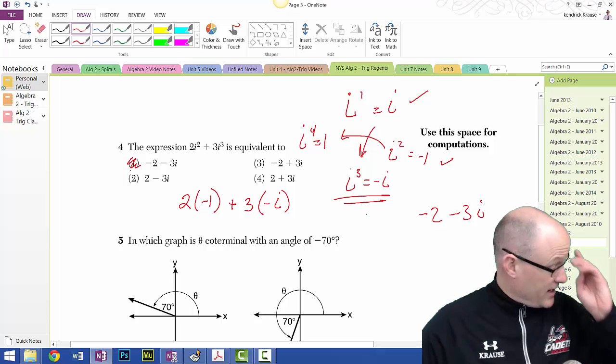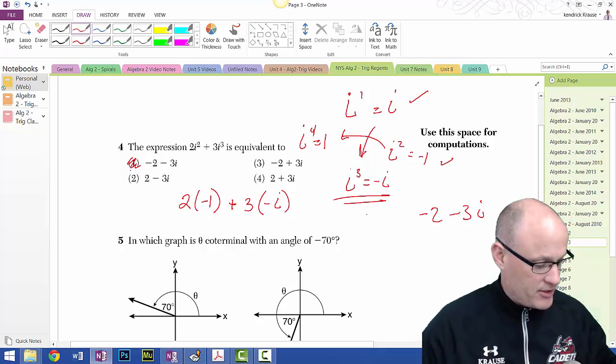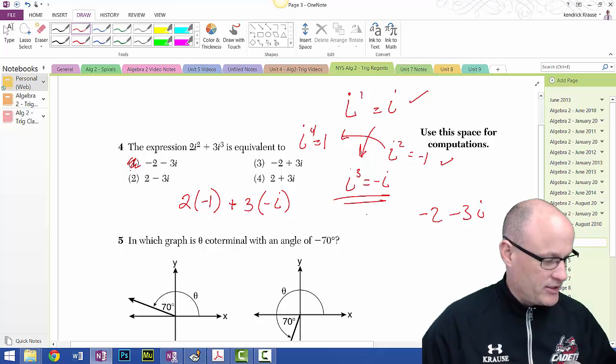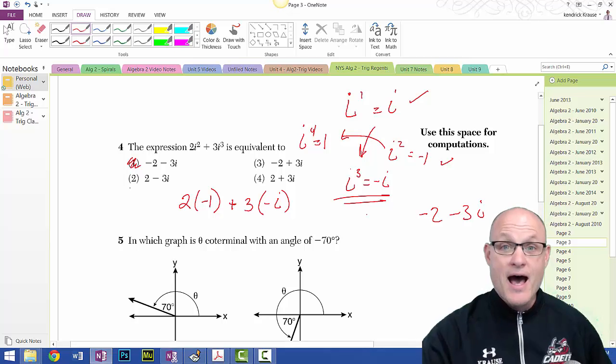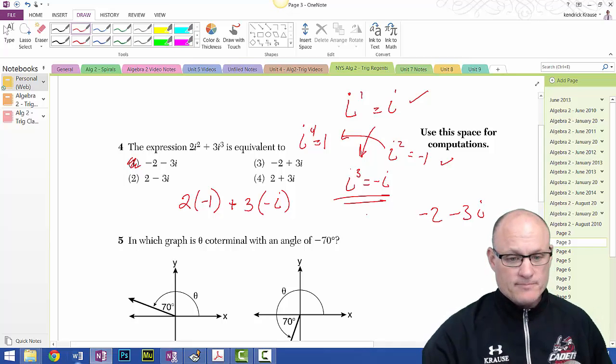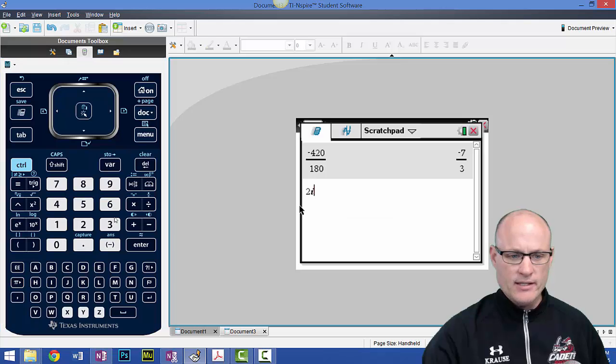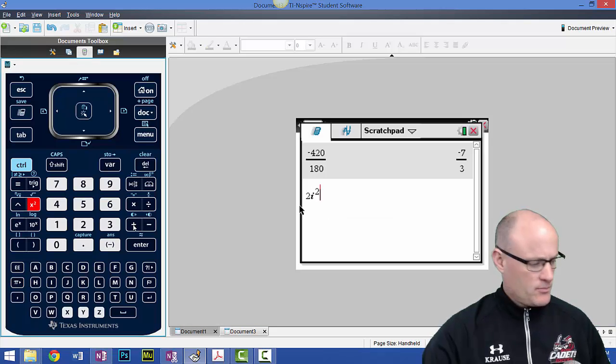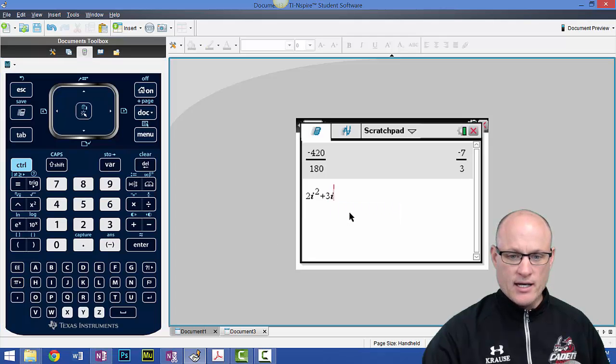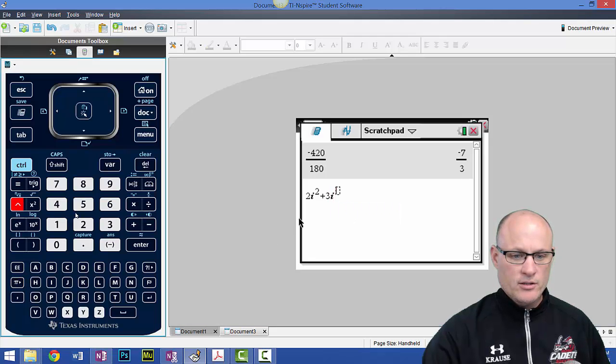Now, having said that, I'm just going to check my answers, make sure I don't make any dumb mistakes, because I'm used to making dumb mistakes. And if you're in my class, every once in a while I'll make a dumb mistake. Okay, so I'm going to use my calculator. And the original problem was 2, and here's i squared, plus 3, let's go back and find i cubed.